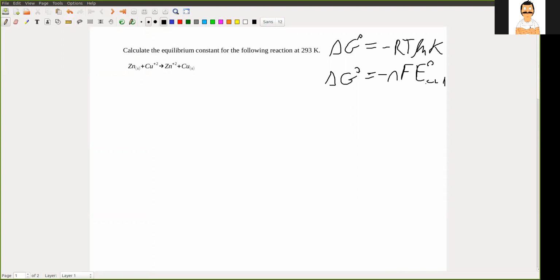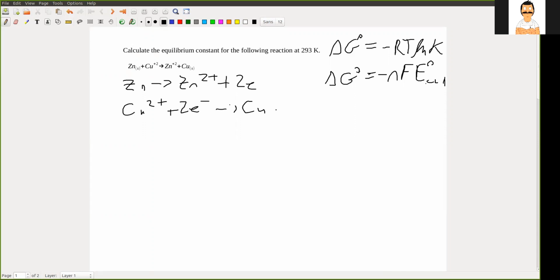So what you would do with a problem like this is you would either be provided or have to calculate or look up the cell potentials of each of the half reactions. So we have two half reactions. We have zinc solid goes to zinc 2 plus plus 2 electrons. That's one half reaction, and it's in the oxidative arrangement, versus copper 2 plus plus 2 electrons, which goes to copper solid, and that is in the reductive arrangement.